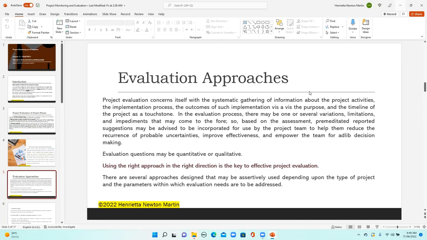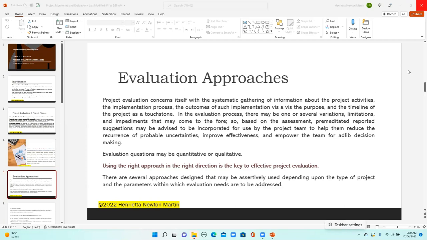So based on the assessment, report suggestions may be advised to be incorporated for use by the project team to help reduce the recurrence, meaning stop the repetition, of probable uncertainties, improve effectiveness, and empower the team for ad-lib decision making. What's ad-lib? Ad-lib means extemporaneous. Extemporaneous means at the spur of the moment, just when something hits, you know, what should I do next? Swift decision making, ad-lib decision making, at the spur of the moment. So that is the purpose for which evaluation is conducted.